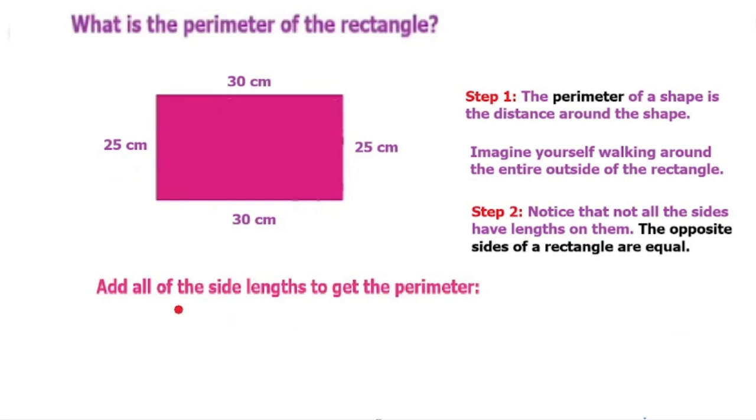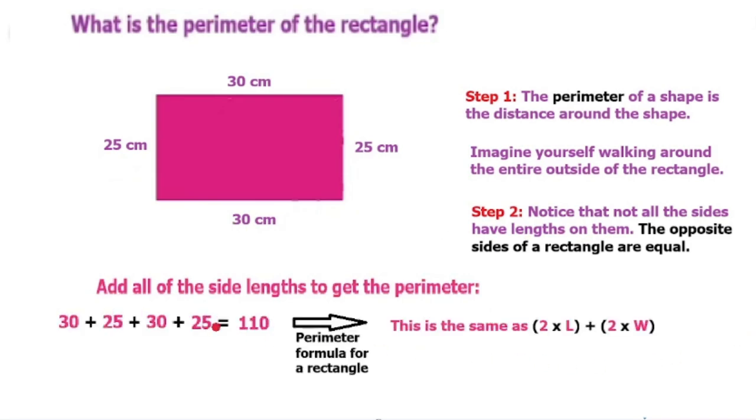Now, all we have to do is add all the side lengths to get the perimeter. So what we do is we add 30 plus 25, then plus 30 plus another 25. When you add those all together, you get 110.